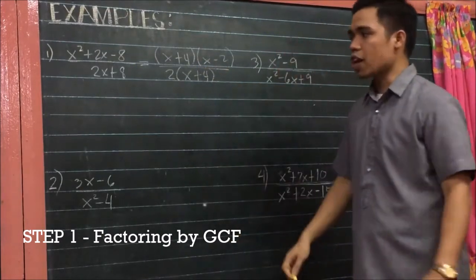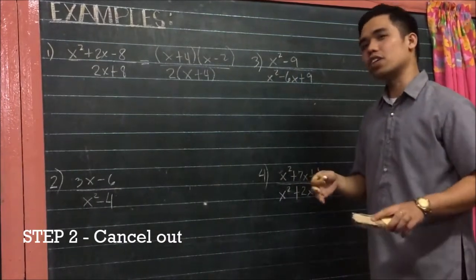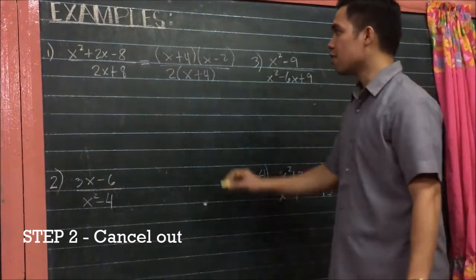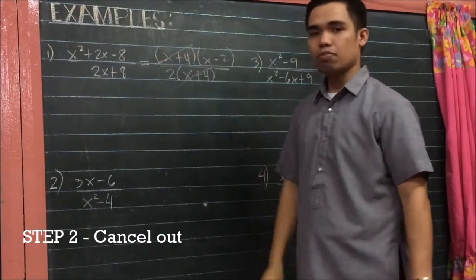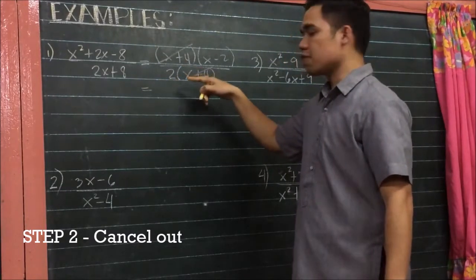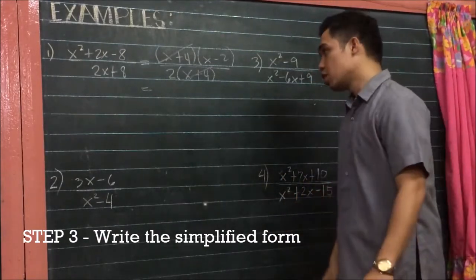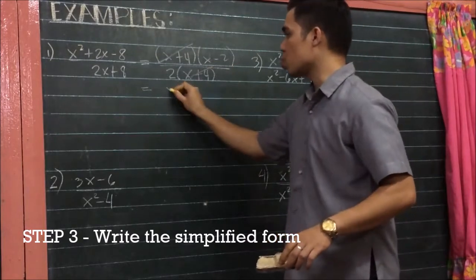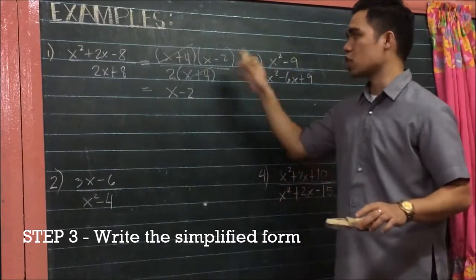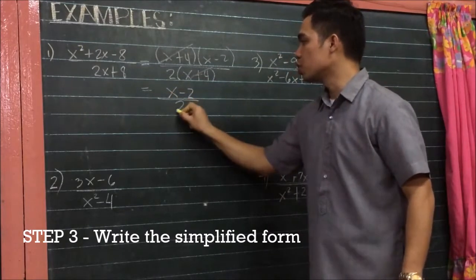Now since we are done factoring, let's go to the next step, which is to cancel out. So we cancel whatever is the same in the numerator as well as in the denominator. So we have x plus 4. So we can take it out since it's totally the same. And what's left, since we're done canceling, we go to the next step, which is we write the simplified form. So what's left is x minus 2. And since x minus 2 is not multiplied to any expression because x plus 4 is gone, we just have to remove the parentheses. So it will be x minus 2 over 2.